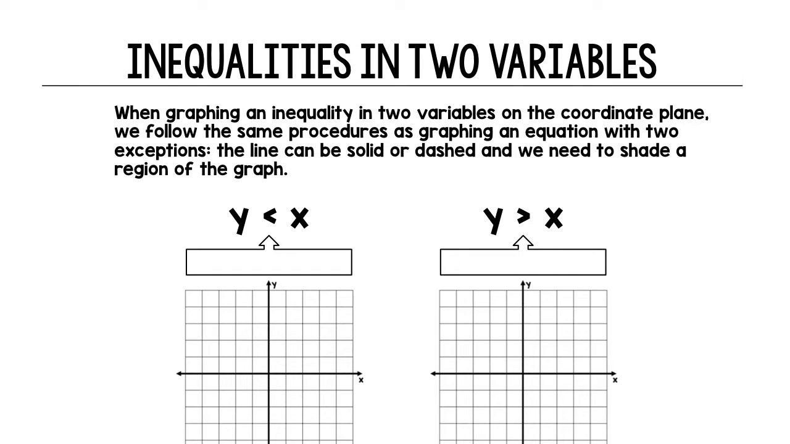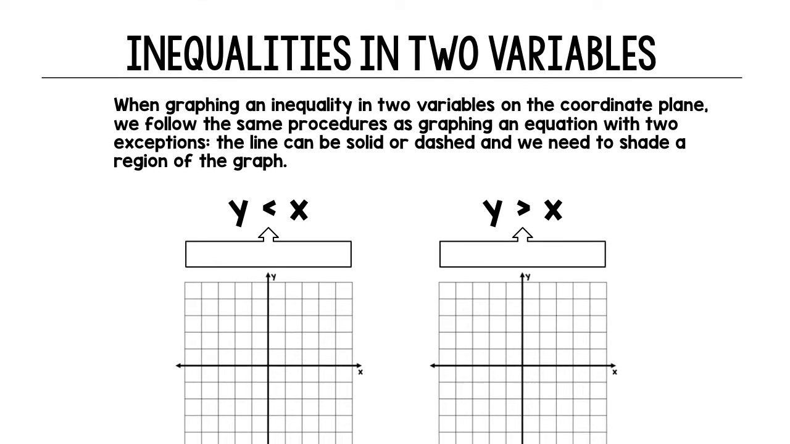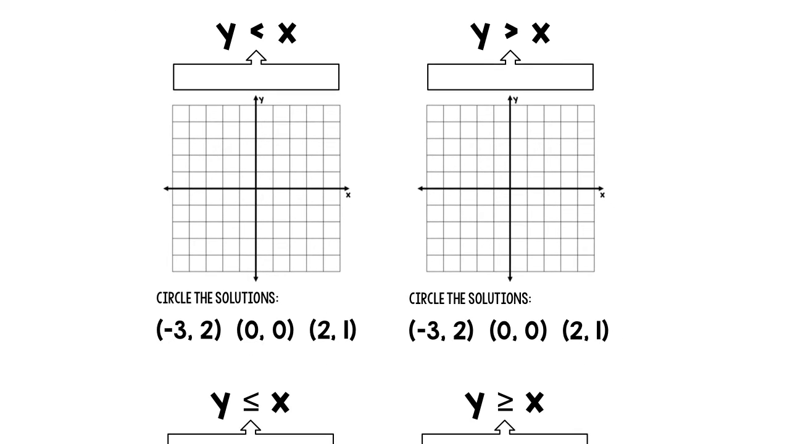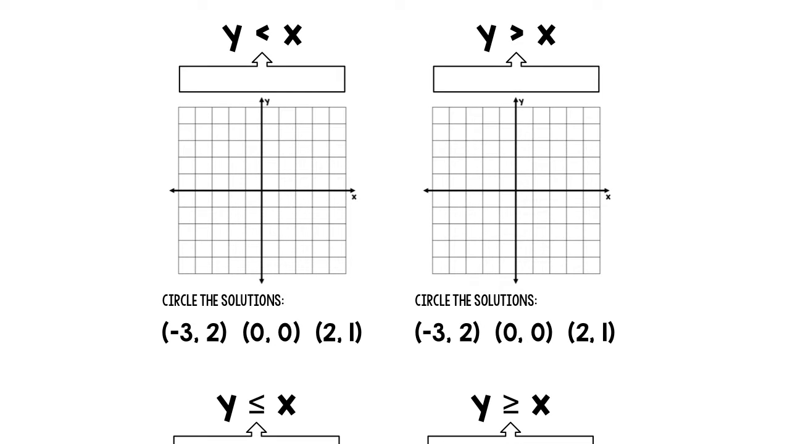Today we're talking about inequalities in two variables. It's all about graphing with two little bonuses. You can totally do it. Here we go. When graphing an inequality in two variables on the coordinate plane, we follow the same procedures as graphing an equation with two exceptions. The line can be solid or dashed, and we need to shade a region of the graph. So let's get rid of those words and do some graphing so we can see what this looks like.